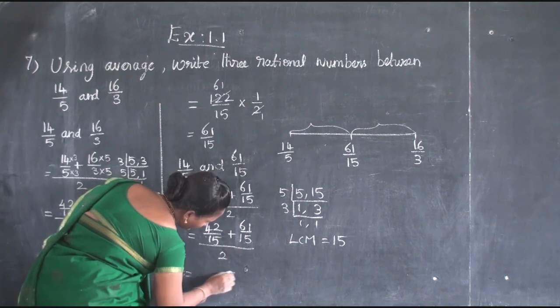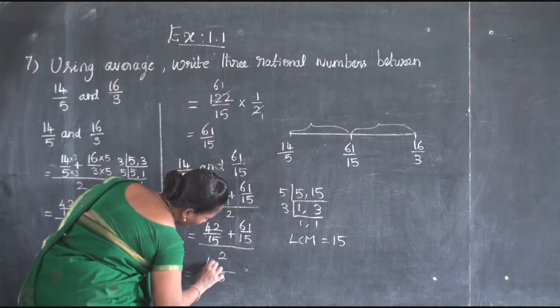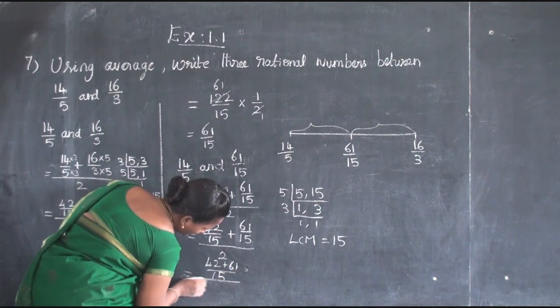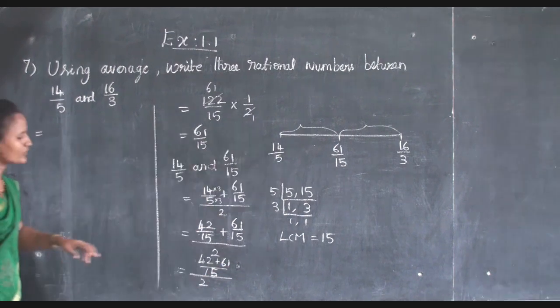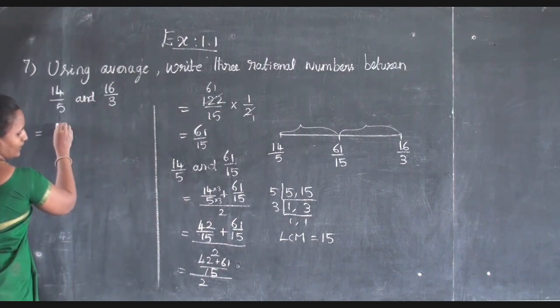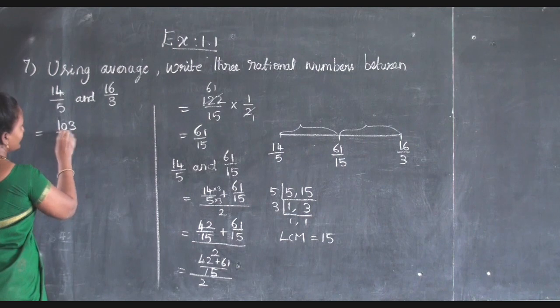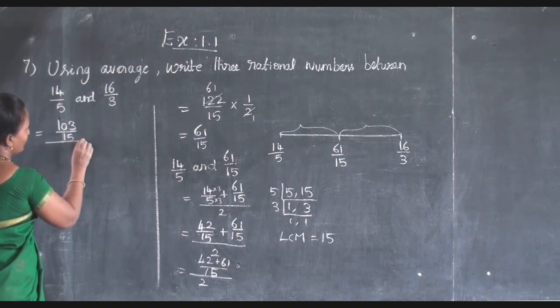Now the denominators are common. So 15, 42 plus 61. We add this number. 42 plus 61, we get 103 by 15, divided by 2.